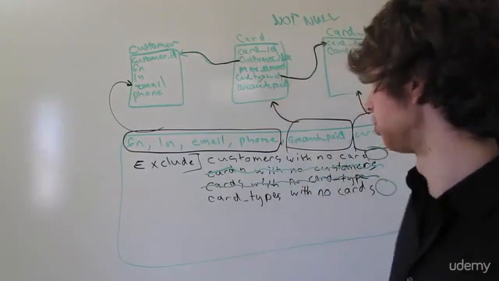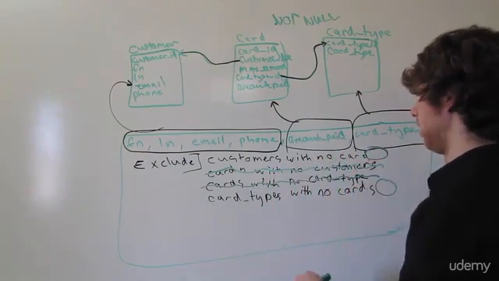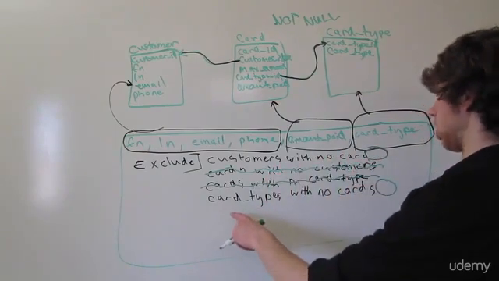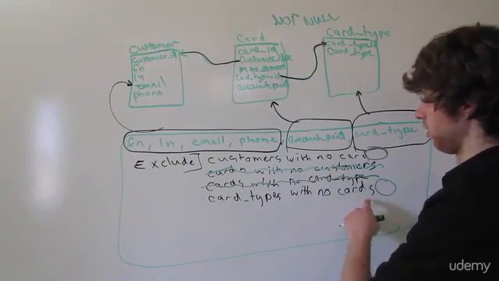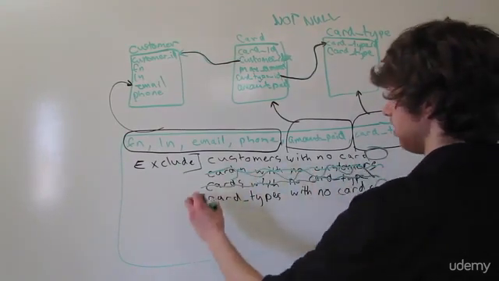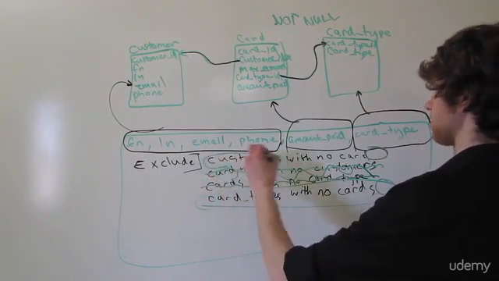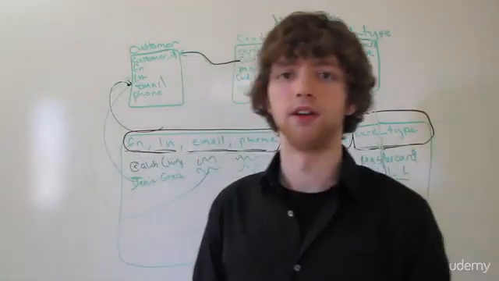So in the end result, you're only really removing the customers with no cards, and I guess the card types with no cards, I'm going to keep that, so that's going to stay. So these two are going to be removed, and this is the end result here. We're going to keep card types with no cards and customers with no cards. That was a big one.